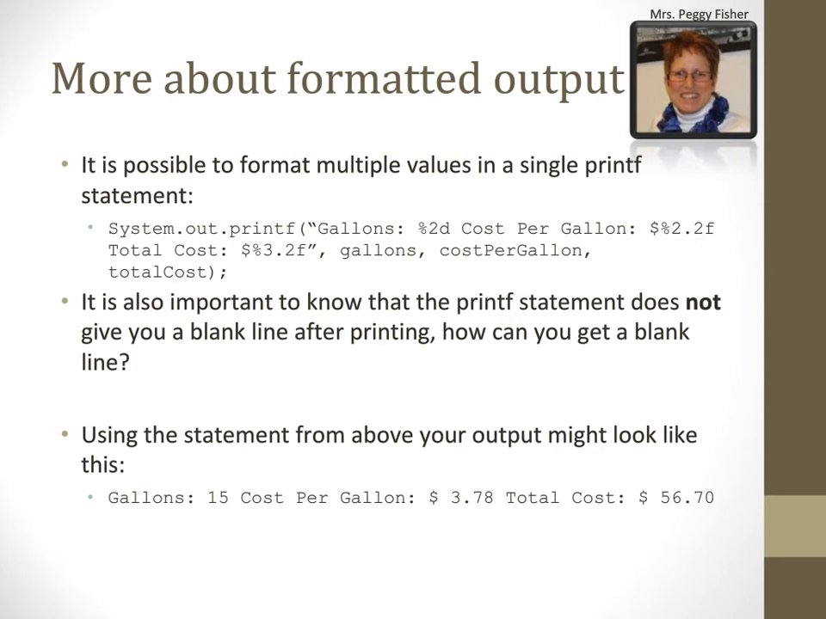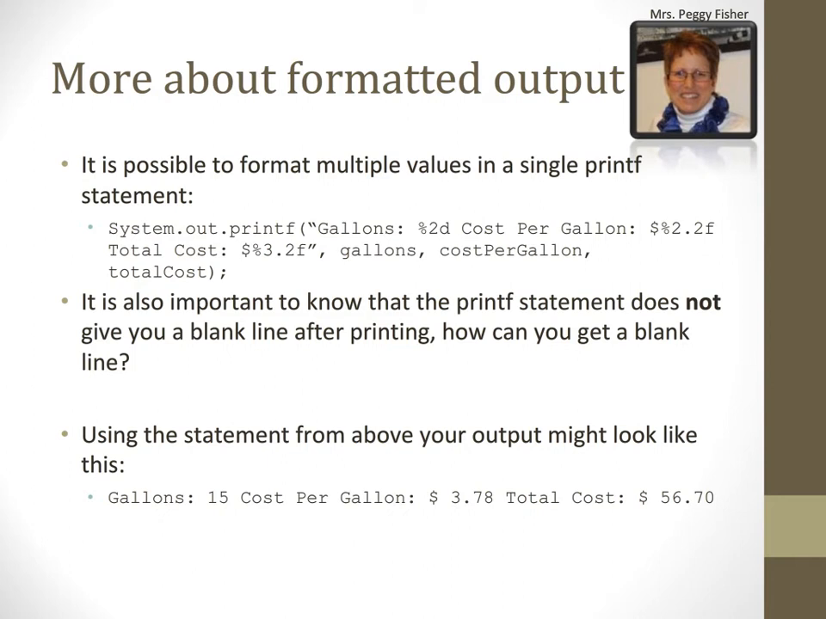You might be wondering what happens if you want to use the formatting for more than one value in a print statement. Well, here's an example. System.out.printf. It prints the string gallons. It allows 2 decimal points to be provided for the gallons. It prints cost per gallon with 2 places for the dollars, 2 places for the cents, total cost, 3 places for the dollars, and again a precision of 2 for the decimal points. Then it lists gallons, cost per gallon, and total cost.